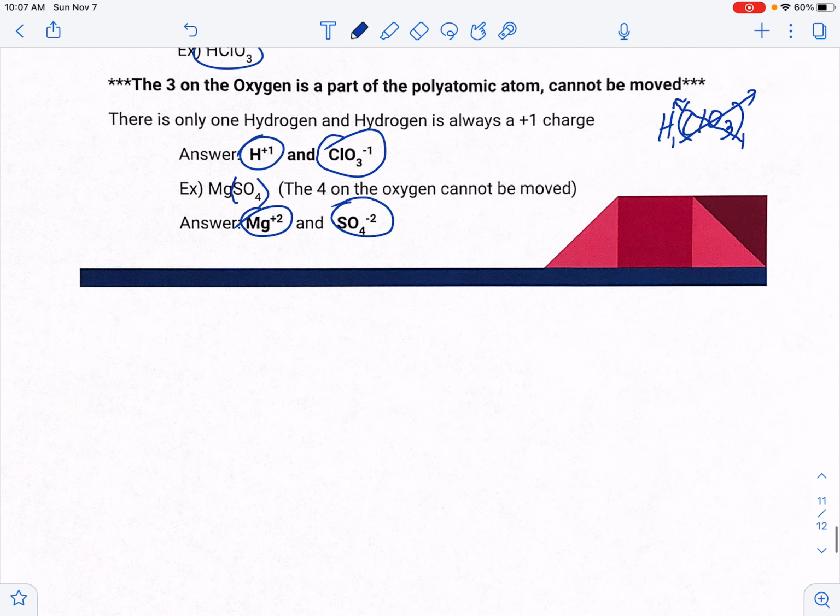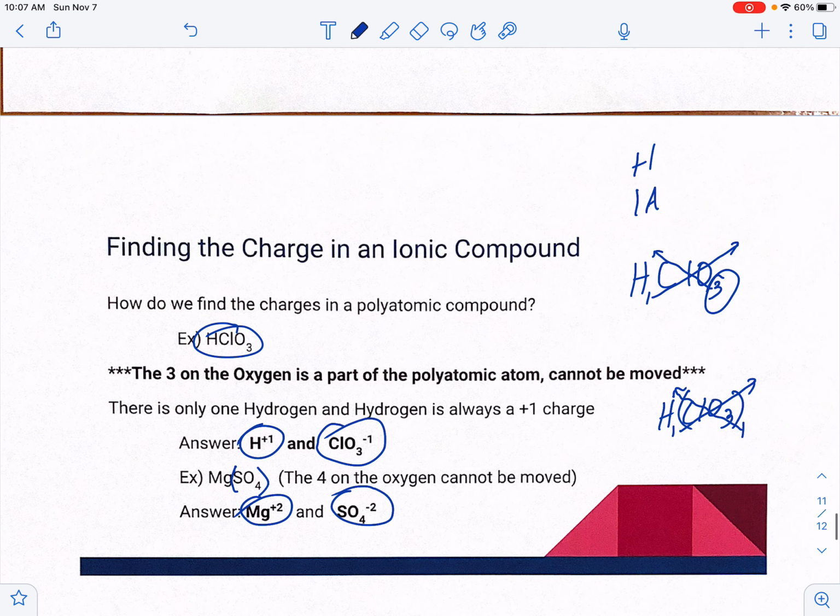Okay, that was the end of these notes. The next video I'm going to do is cover a little bit of the homework on how we actually combine these and come up with some of the names. Hopefully this helped a little bit.